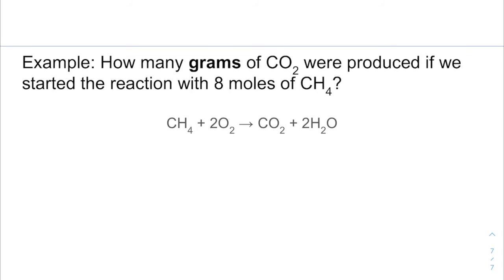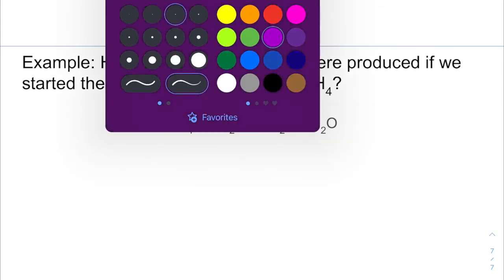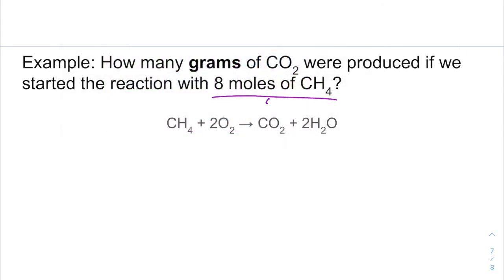Continuing on with stoichiometry, we can also do this with all of the other conversion factors that we have been learning about. So for example, let's do this one. How many grams of CO2 were produced if we started the reaction with 8 moles of CH4? So this 8 moles of CH4, this is what we're starting with. So we're starting with moles of CH4, and we want to end with the mass of CO2.